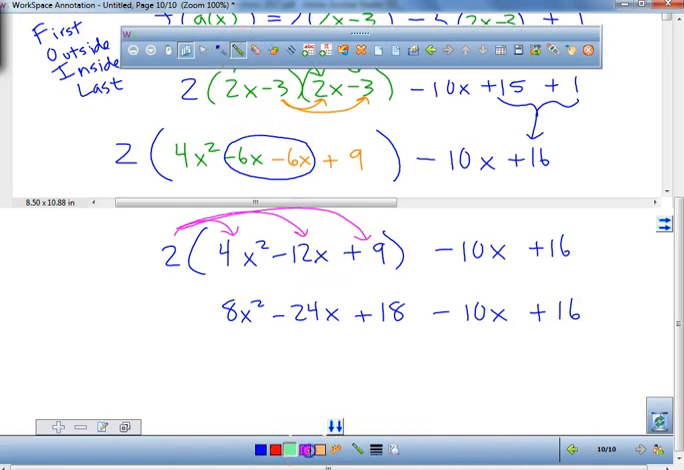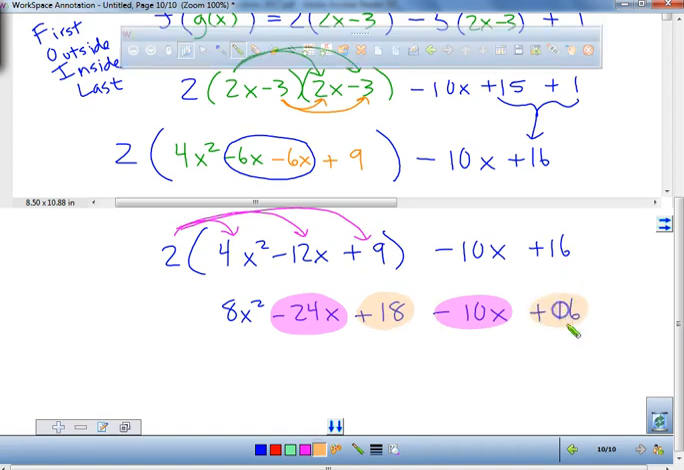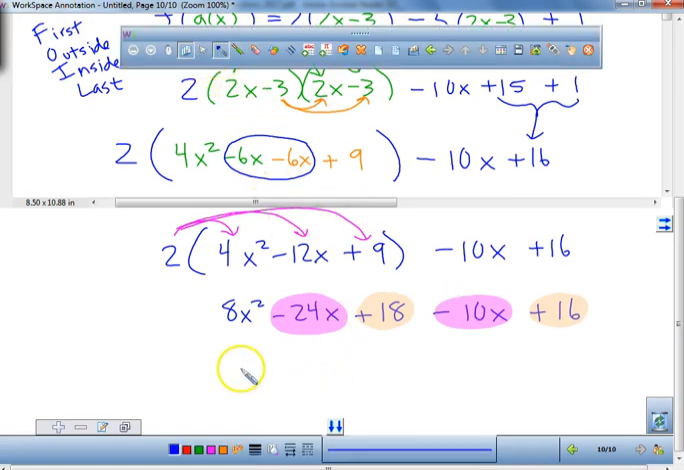So now I'm just going to highlight things that are alike. I have a negative 24x and a negative 10x that are alike. And I also have a positive 18 and a positive 16. Now, it's easy to recognize that they're alike now that I've colored them, okay? But when you're scanning, you have to evaluate what you can actually combine together. So a negative 24x and a negative 10x.